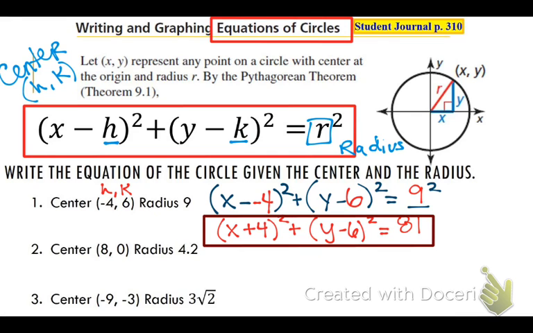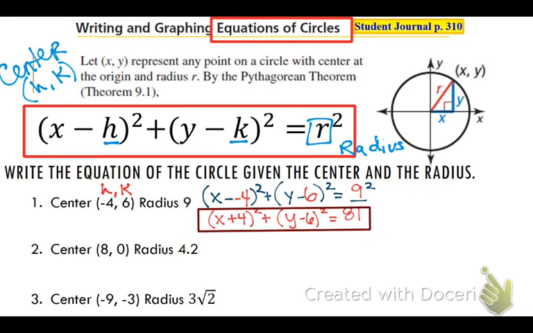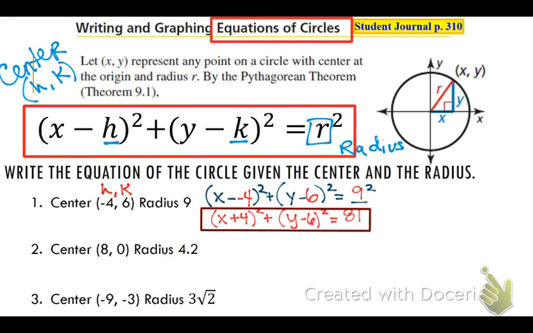For the second, we're going to do the same exact thing. So we have (x - )² + (y - )² = my radius squared. All right, what is the x of my center? 8. Then what is my y? 0. Then my radius is 4.2. All you do is you plug them into the formula.